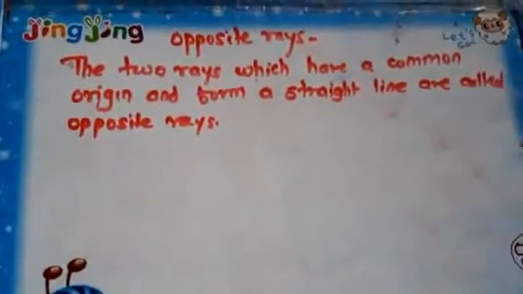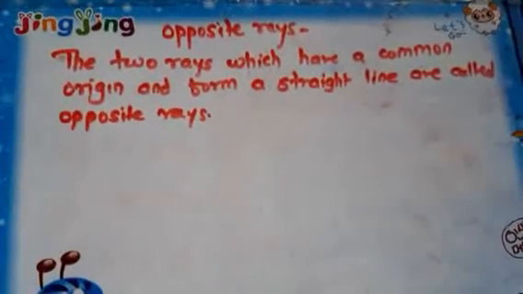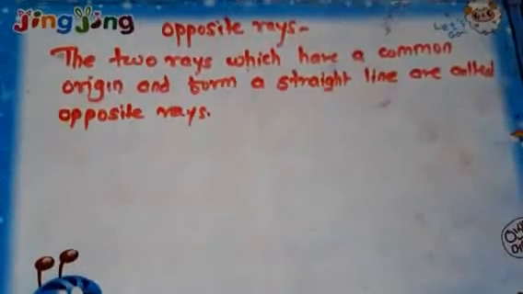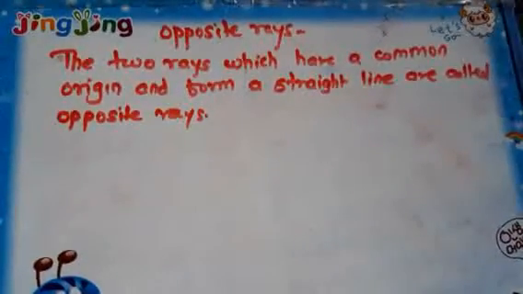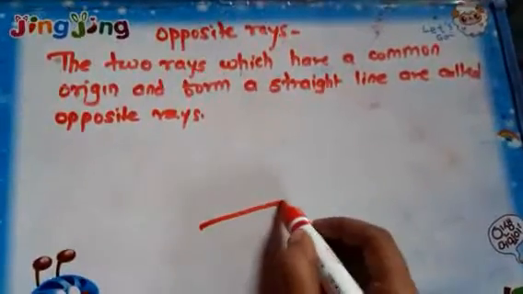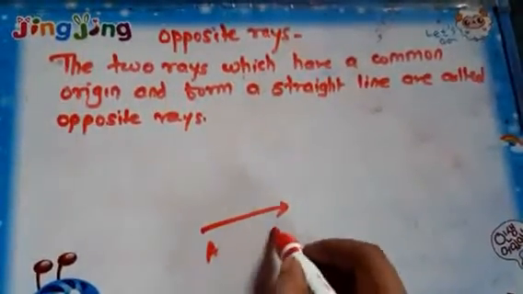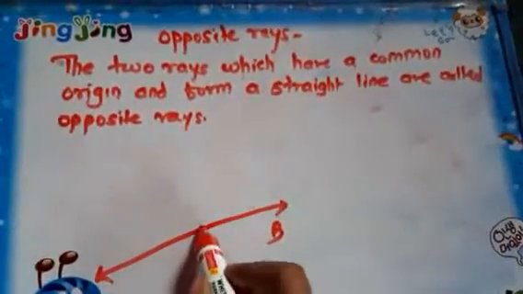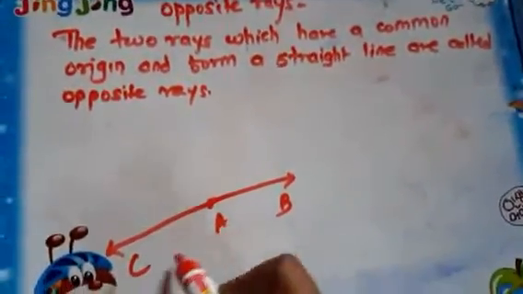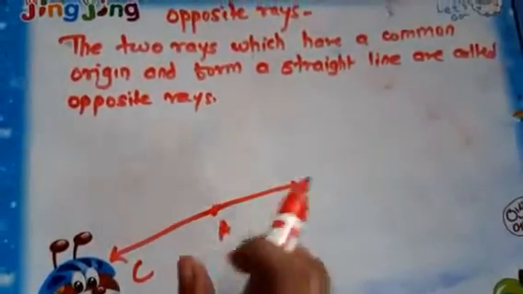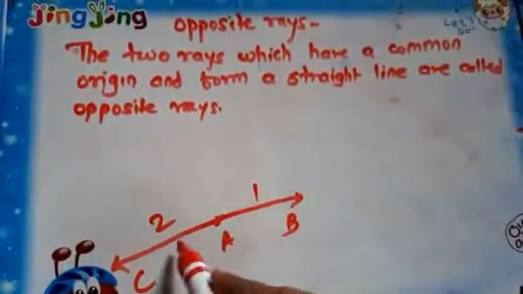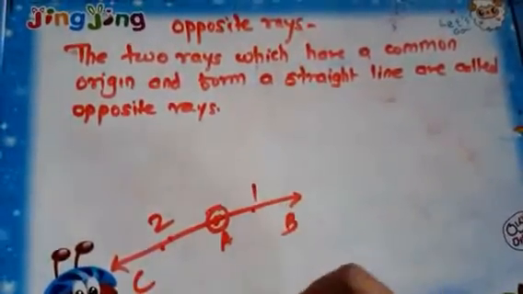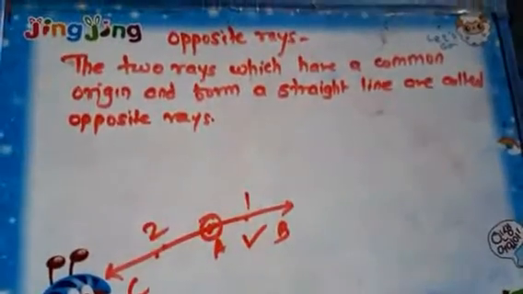Next concept is opposite rays. Opposite rays are two rays which have a common origin and form a straight line. Those rays are called opposite rays. For example, suppose this is the first ray AB. Now again, like this, I will draw another ray, CA. This is the second ray, this is the first ray. These two rays have a common origin and they are forming a straight line, means they are opposite rays.